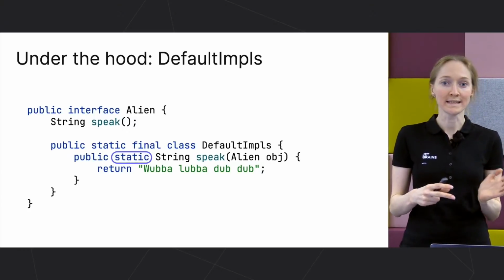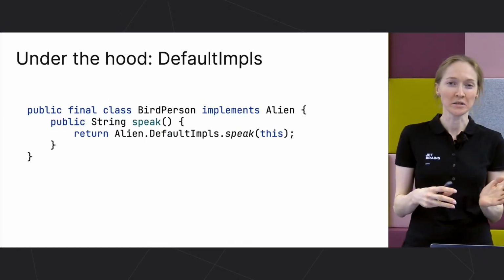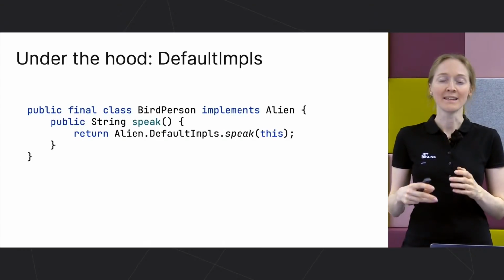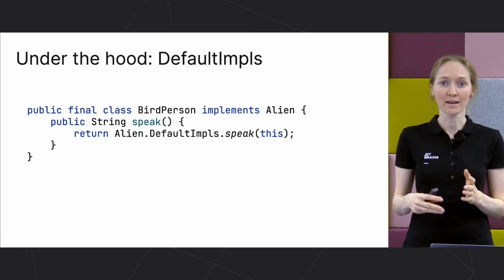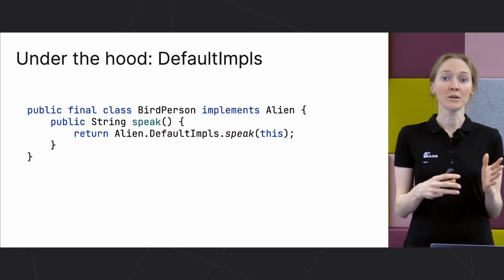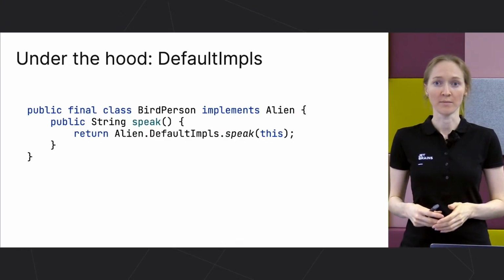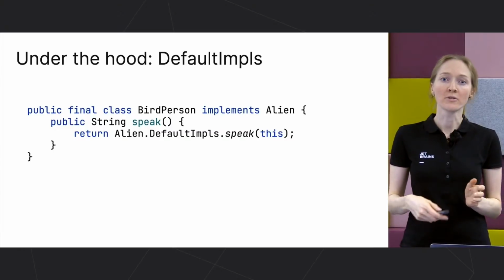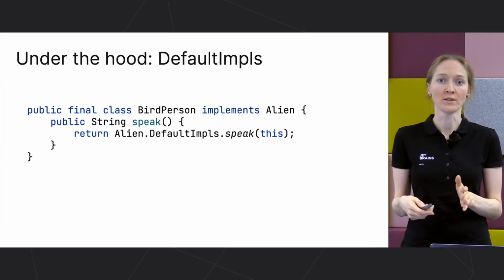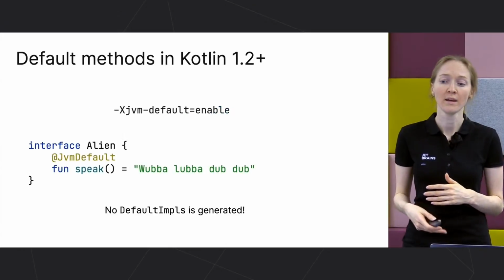Then, when you extend this interface, the Kotlin compiler automatically inserts the method that only delegates to that static method defined in an additional class. And that works for Java 6. But for Java 8, when you already have the JVM support for default methods, most probably you don't want this overhead of an additional DefaultImpls class.